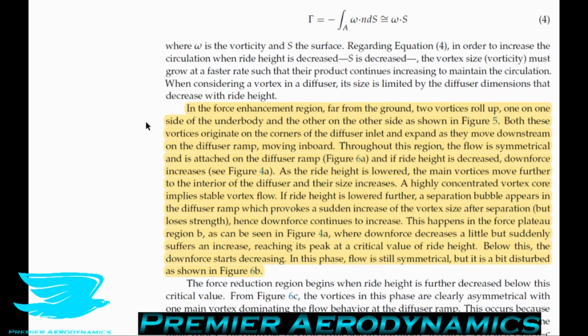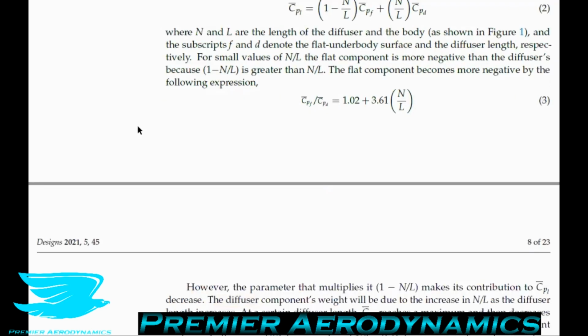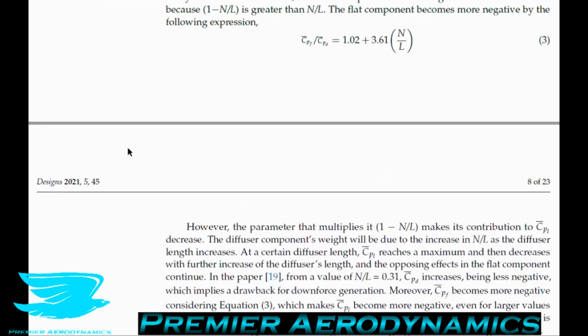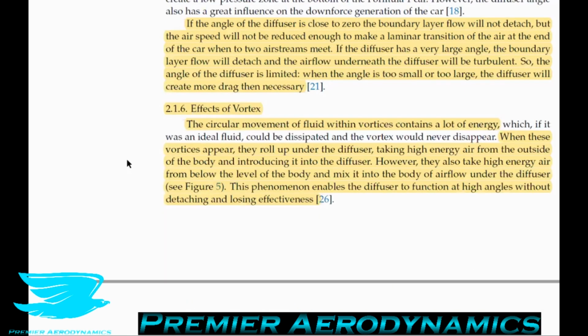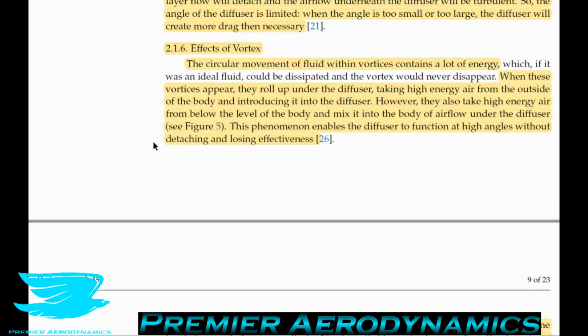In the force enhancement region, far from the ground, two vortices roll up, one on one side of the underbody and one on the other side of the underbody, as shown in figure 5. So we had that figure where you have the armored body, then on one corner you have a vortex, on the other corner of the diffuser you have another vortex of the opposite side. And I guess technically they should both be the same strength as well.